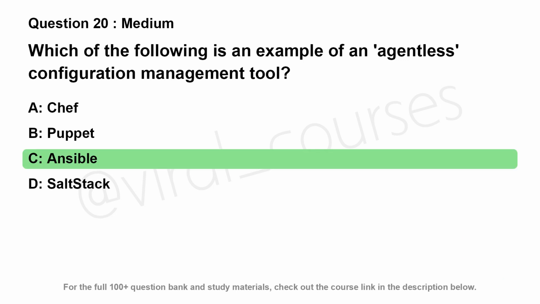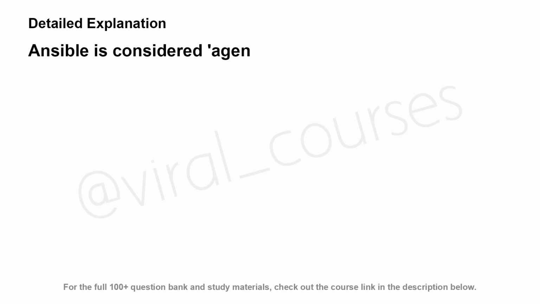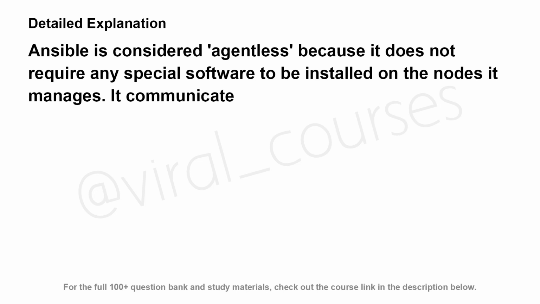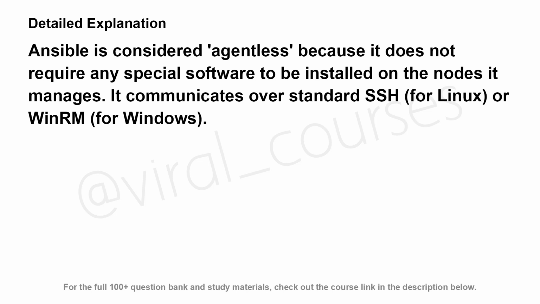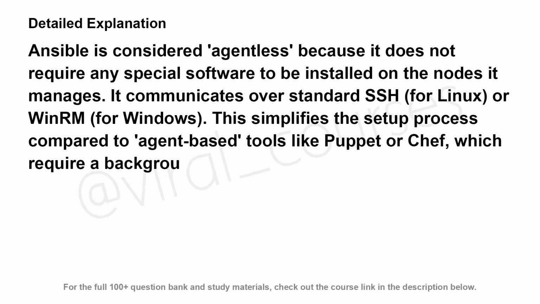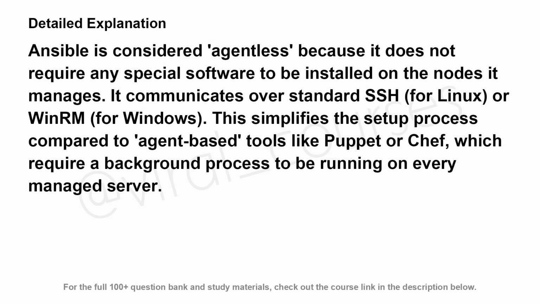The correct answer is C. Ansible is considered agentless because it does not require any special software to be installed on the nodes it manages. It communicates over standard SSH for Linux or WinRM for Windows. This simplifies the setup process compared to agent-based tools like Puppet or Chef, which require a background process to be running on every managed server.